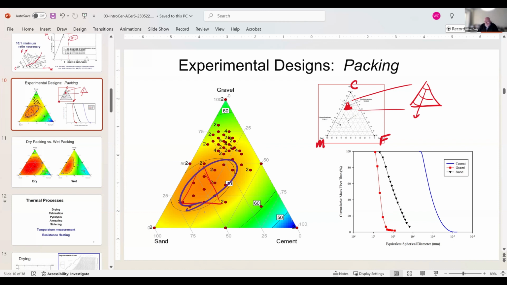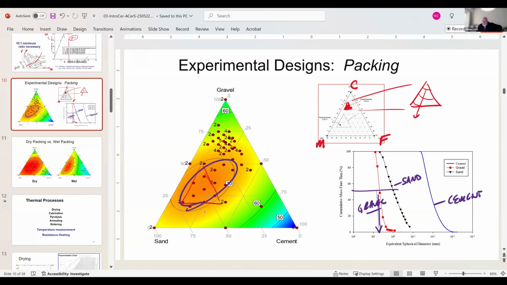But the reason is that we look at his particle size distributions, right? This is the cement. This is the sand. And this is the gravel. Well, what you see with the gravel is a very narrow distribution, okay? So it's a very narrow distribution. The mean falls right here, basically, so it's a coarse particle. You look at the gravel, they all look the same size.